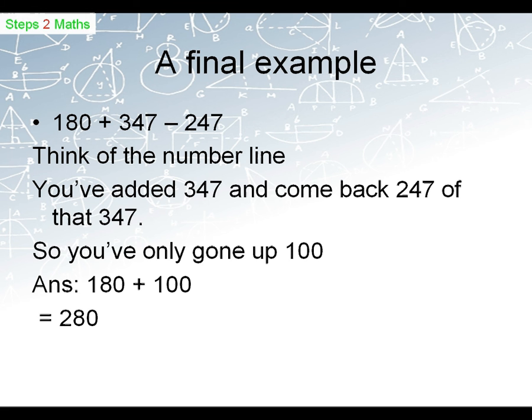So here's a final example. I've got the number 180, I add 347 and then I take away 247. So again, if you think of the number line, you realize you've added 347 and you've come back down 247 of that 347. So in the end, you've only gone up 100. So your answer is 180 plus 100, which is 280.